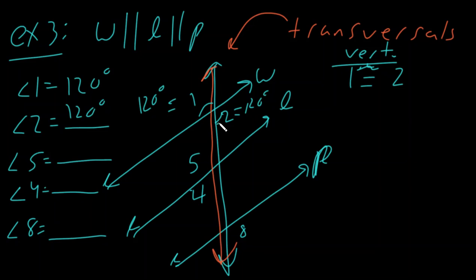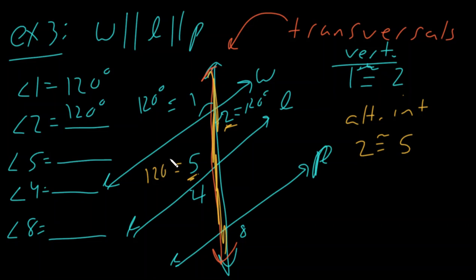Okay, now I want to compare angle 2 to angle 5. So let me get my burnt orange here. So here's angle 2, and notice to go from 2 to 5, they're both on the inside of their parallel lines, and they're on the opposite side of this transversal. So if they're on the inside and the opposite sides of the transversal, we know that 2 and 5 must be alternate interior angles. And if they're alternate angles, they must be congruent. So that would imply that angle 5 is 120 degrees.